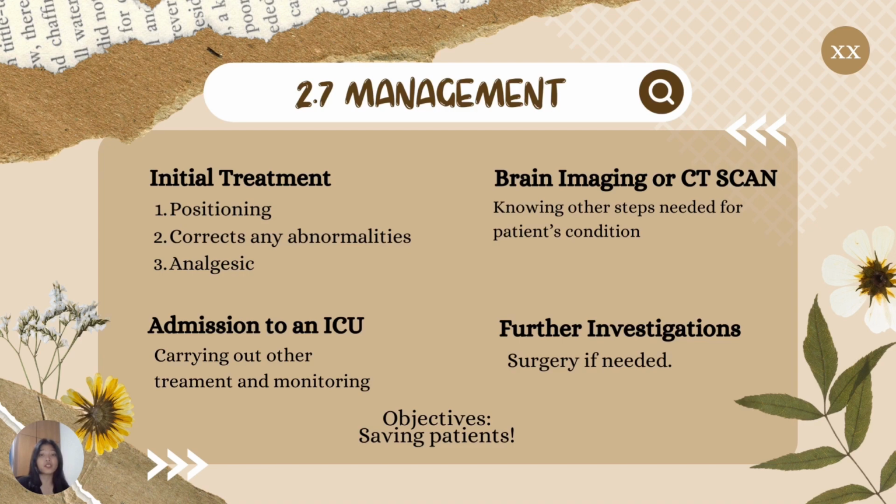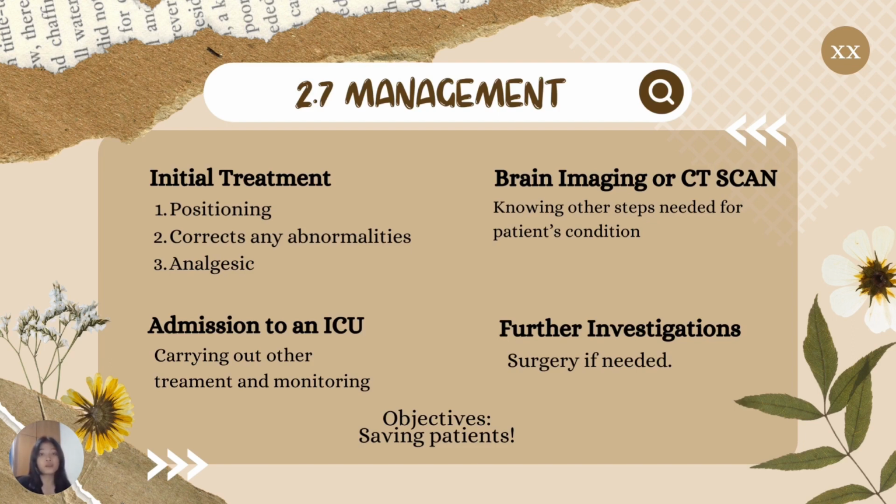In brain herniation, we can divide the management into four types. The first one is initial treatment. When the case comes with brain injury as the cause, we need to prioritize airway, breathing, and circulation, and also position the head of the patient raised above 30 degrees and correct any abnormalities found.